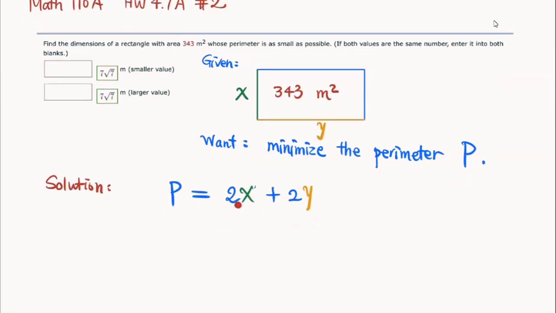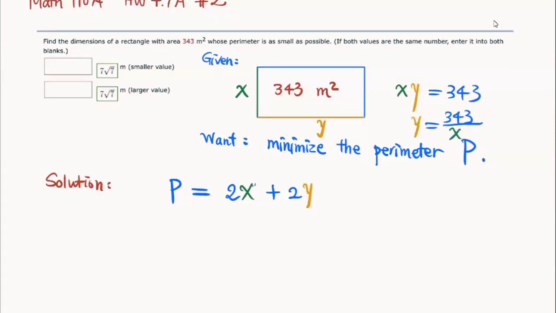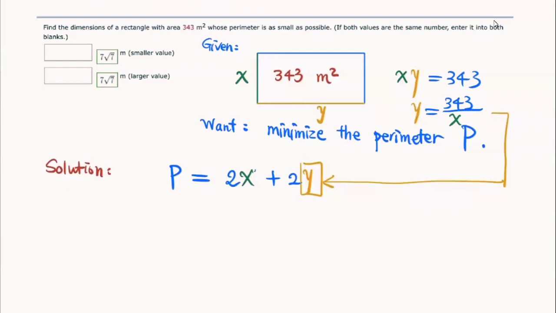But these are two different variables. We want to express it in terms of only one single variable. So we're going to make use of the other information given, which is the area here, to express the y in terms of x. So from this, we know that x times y is equal to 343. Therefore, y is equal to 343 divided by x. And now we're going to replace this y by 343 divided by x.